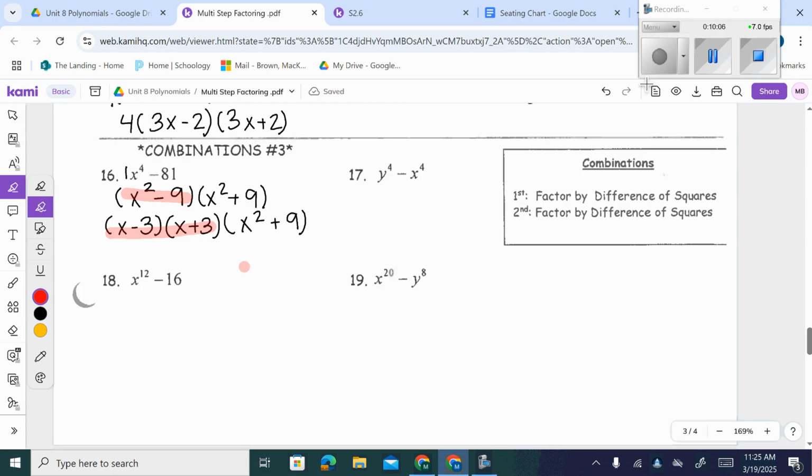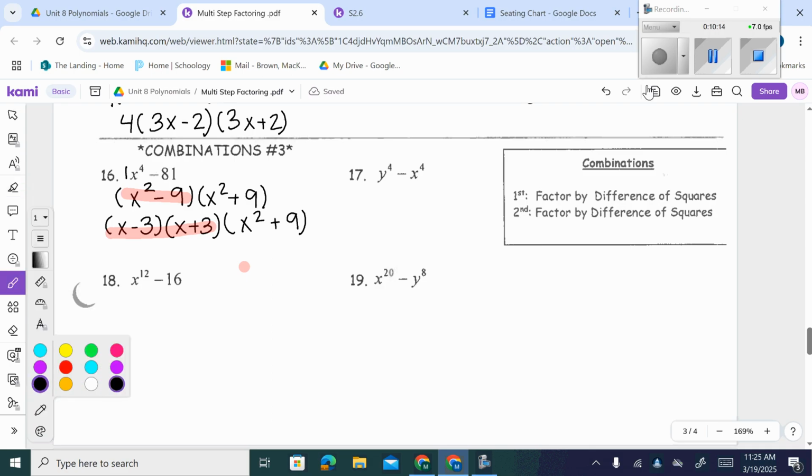All right, 19. Okay, is there a GCF? No. Okay, so now we're going to try difference of squares. Can I take the square root of these? Yeah. We're just going to divide them by what number? So, what do you do with this x to the 20th? Divide by 2. It's going to become x to the 10th minus y to the 4th.